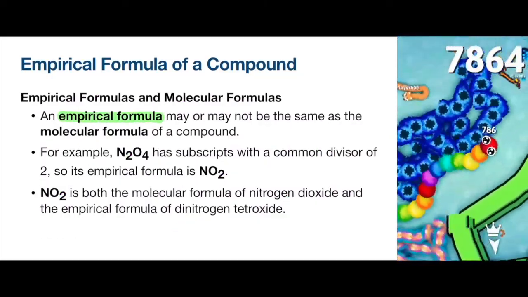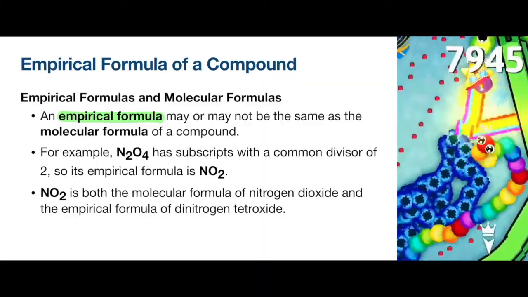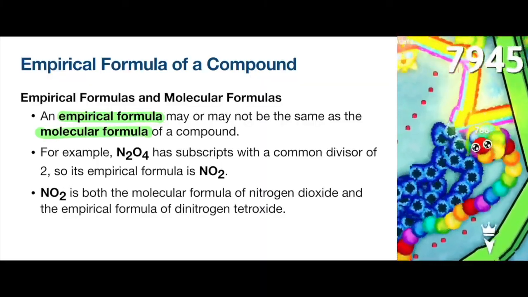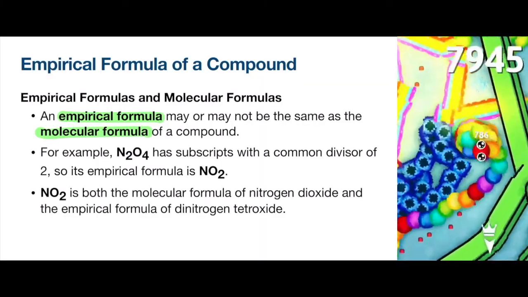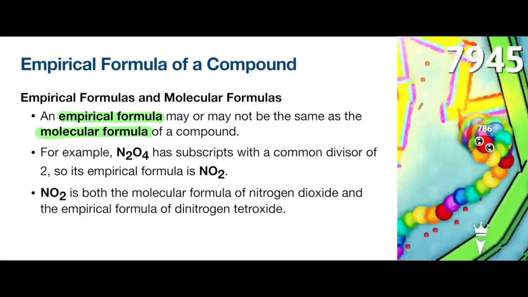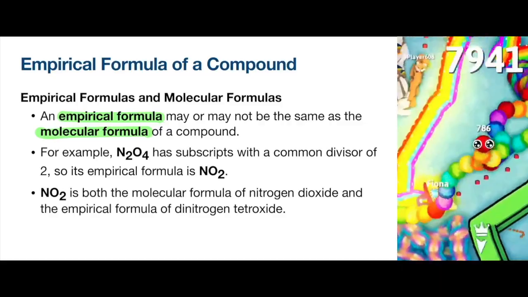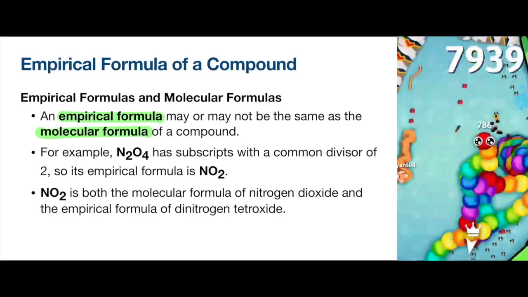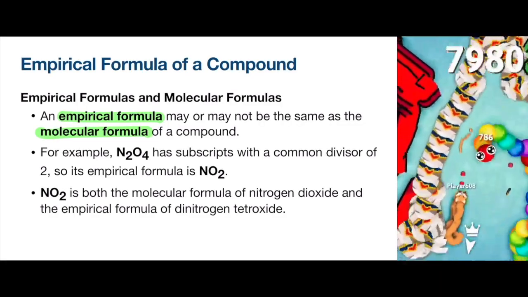An empirical formula may or may not be the same as the molecular formula of a compound. This means that an empirical formula only shows the simplest whole number ratio of atoms. Because of this, it does not always represent the actual molecular formula of a real compound.